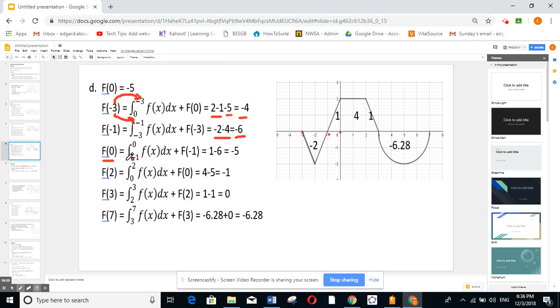Then we want F of 0. F of 0, I put it up, as we said, and the one we found, we put it down. So from minus 1 till 0, it's 1, and you have minus 6 for F of minus 1, so it's minus 5. Similarly, 2 up, 0 down, plus F of 0. From 0 till 2, it's 4, and you have minus 5 up, it will be minus 1. F of 3, 3 up, and the one before 2. So from 2 till 3, as you can see, it's 1, and minus 1, it's 0. And F of 7, you put 7 up and the 3 down, plus big F of 3. So from 3 till 7, it's minus 6.28, plus big F of 3, which is 0. I have the solution.